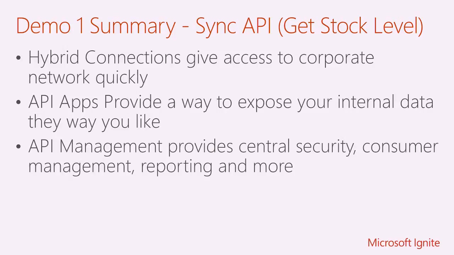Okay, so you can quickly see that if you build an API app, deploy it into app services, then connect back to your on-premise resources using hybrid connections, and put API management in front of it to manage your consumers, you can quickly get a pretty robust API going very fast. Any questions about that before I move on? No, it's pretty simple stuff. Hopefully the demo explained it all.